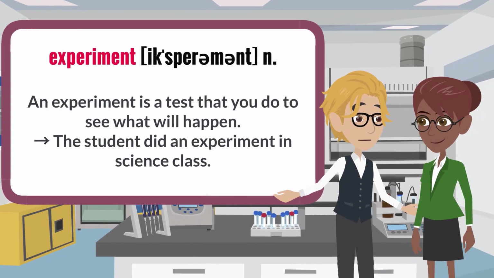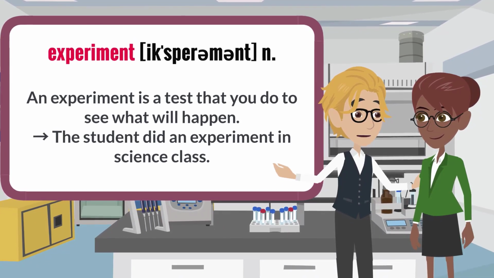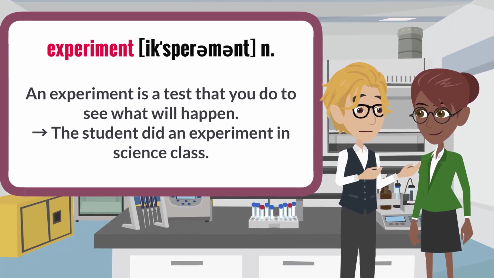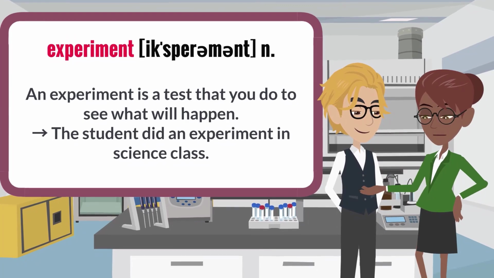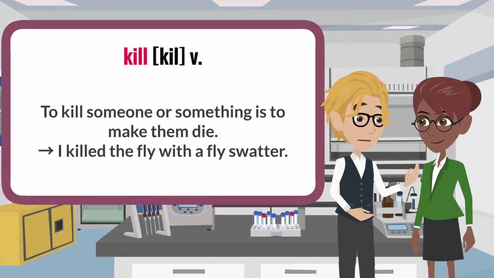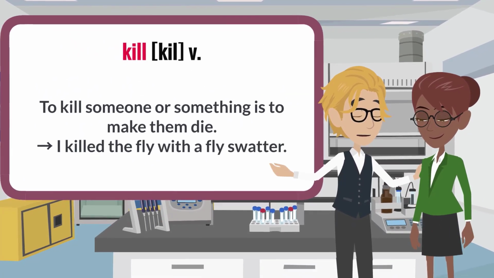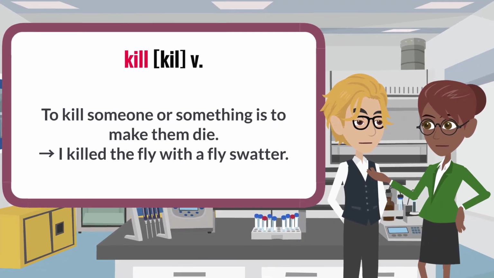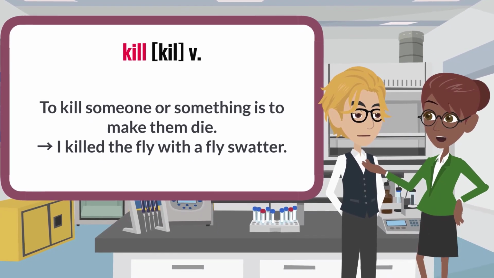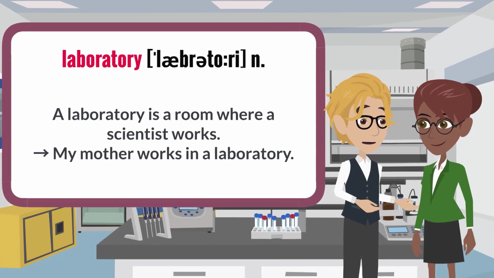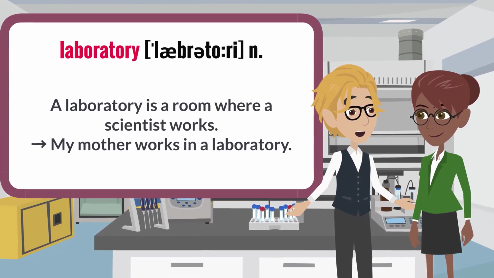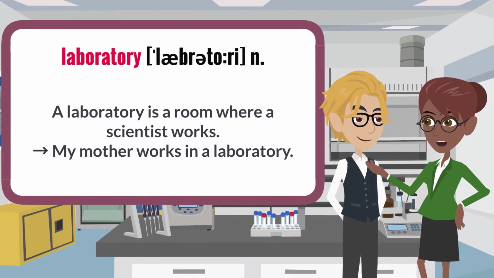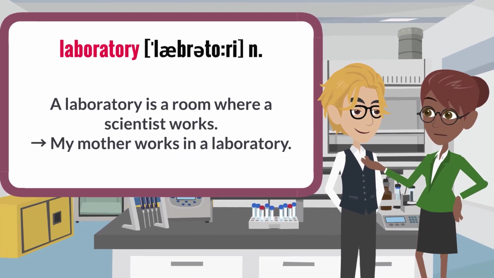Experiment. An experiment is a test that you do to see what will happen. The student did an experiment in science class. Kill. To kill someone or something is to make them die. I killed the fly with a fly swatter. Laboratory. A laboratory is a room where a scientist works. My mother works in a laboratory.